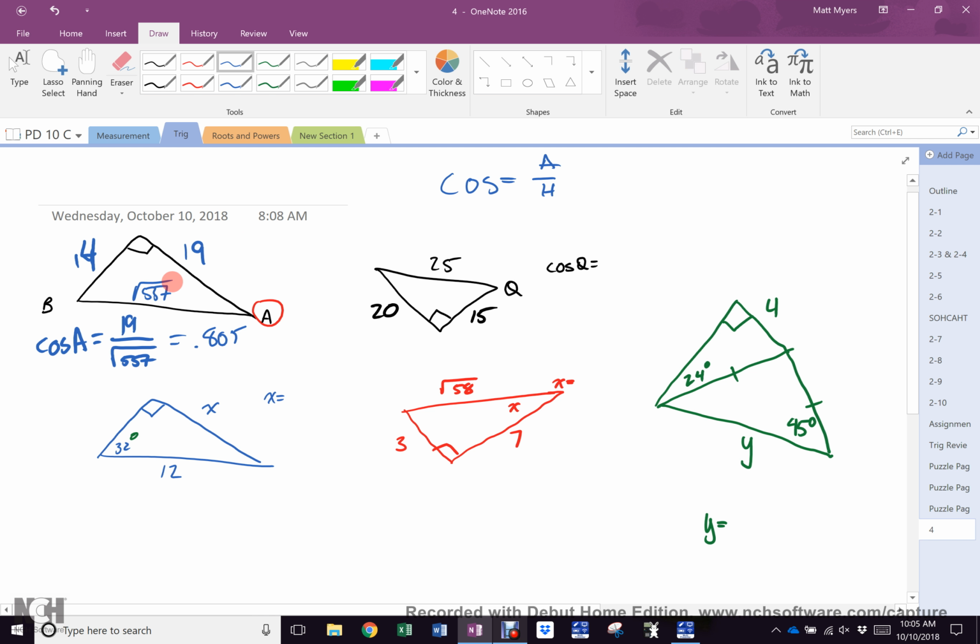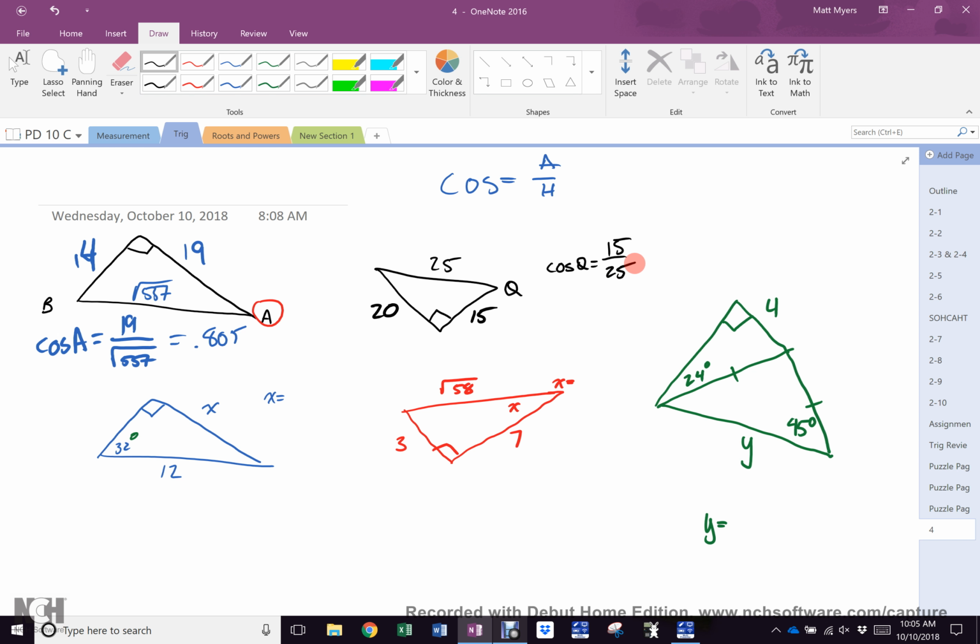All righty. Moving on to number 2. What is the cosine of Q? Since I said cos, I want a ratio. What is it? 15 over 25 is the one level answer. That is minimally meeting my expectations.